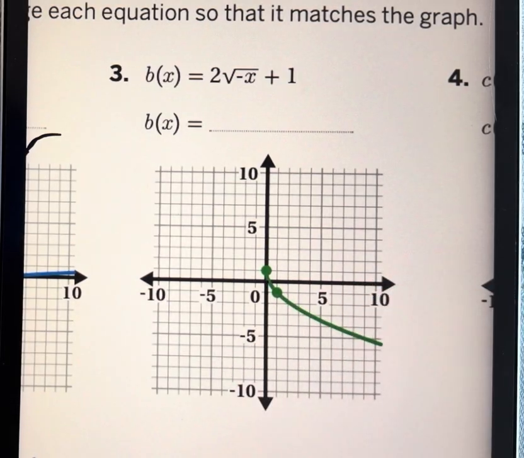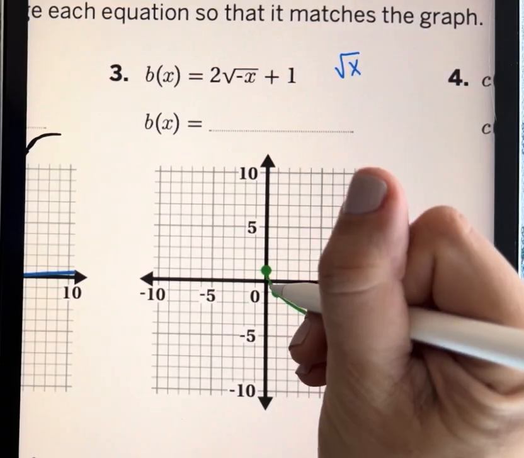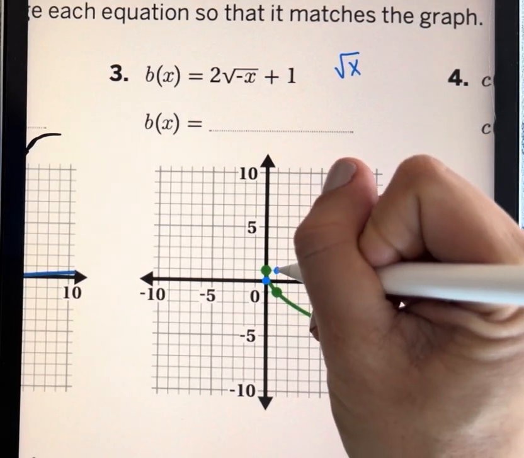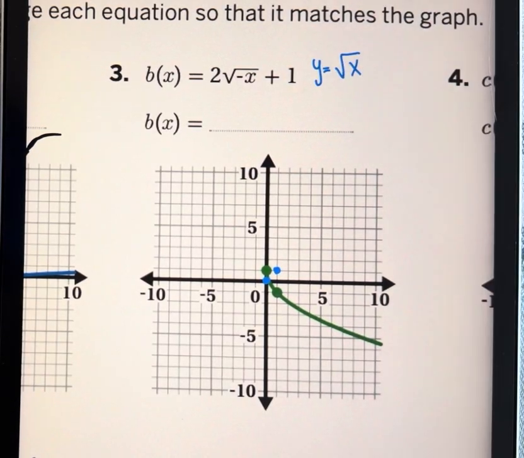Let's look at what the original function would be. Just a normal old square root of x, okay? Square root of x would be at 0, 0. And then it would be at 1, 1, because square root of 1 is 1. So 0, 0 and 1, 1 is the standard graph.